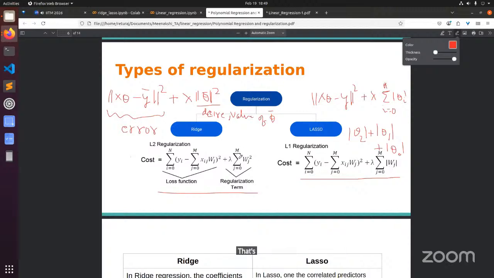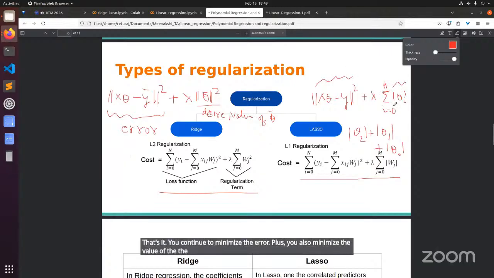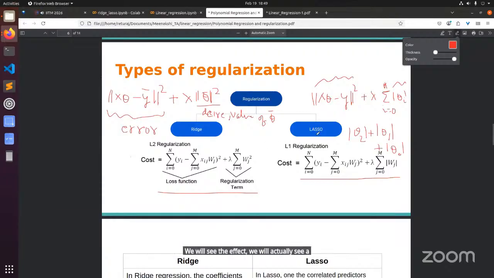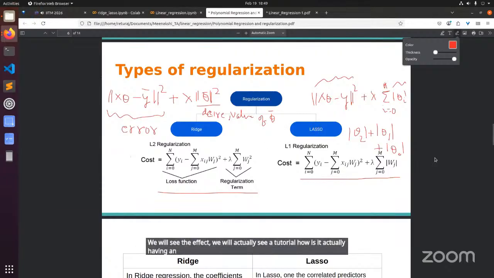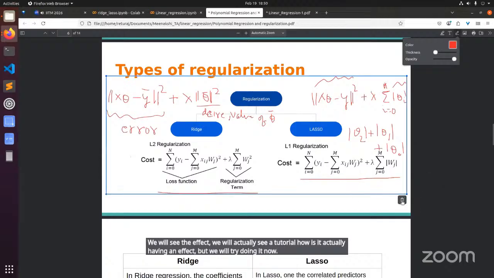That's it. So you continue to minimize the error, plus you also minimize the value of the theta. You can minimize the value of the theta by squaring each term of the thetas, or adding the modulus of the theta values and minimizing it. We will see the effect. We will actually see a tutorial on how it has an effect, but we will try doing it now. But this is how we do it.